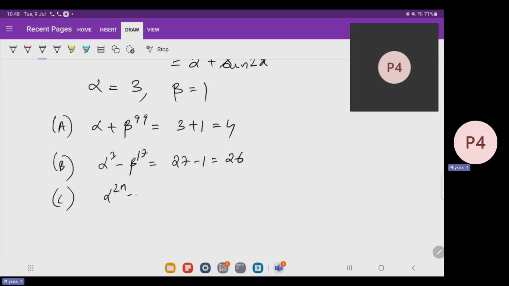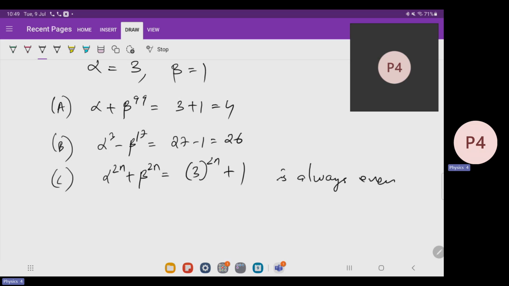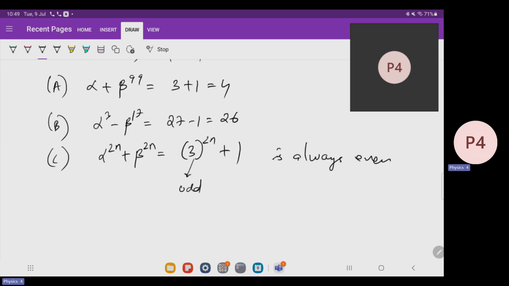C: alpha raised to 2n plus beta raised to 2n. This is 3 raised to 2n plus beta raised to 2n, which is 1. This is always even for natural number n, because 3 raised to 2n is always going to be odd. Any higher power of an odd number is always going to be odd, plus 1, so this will be even.